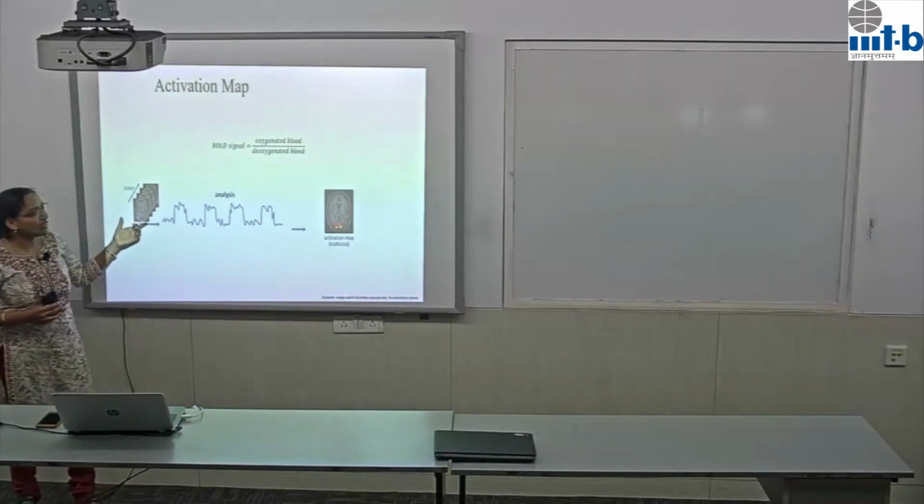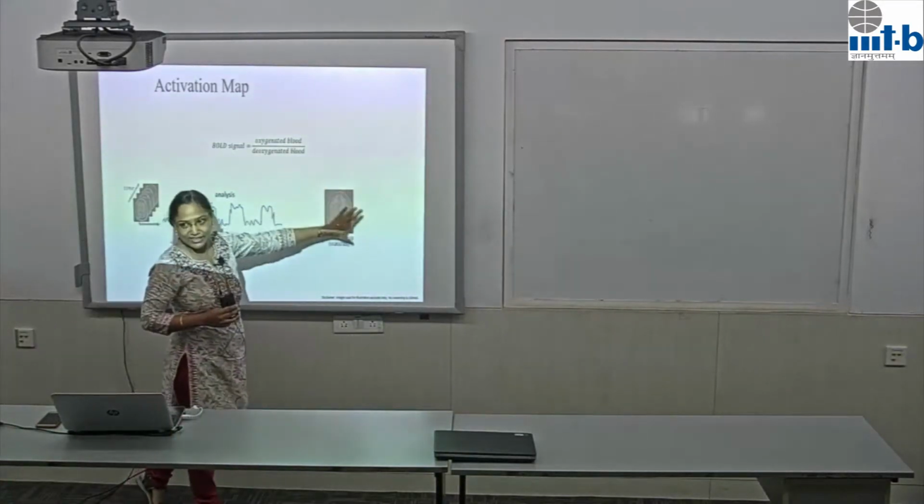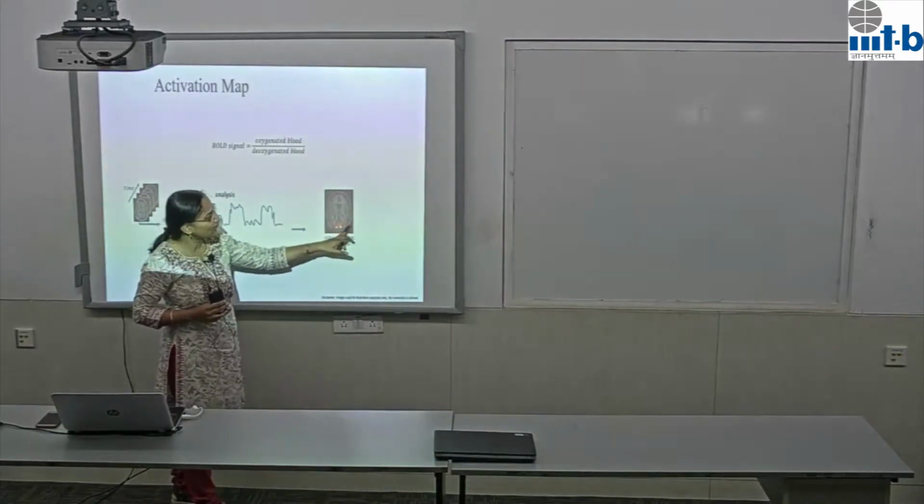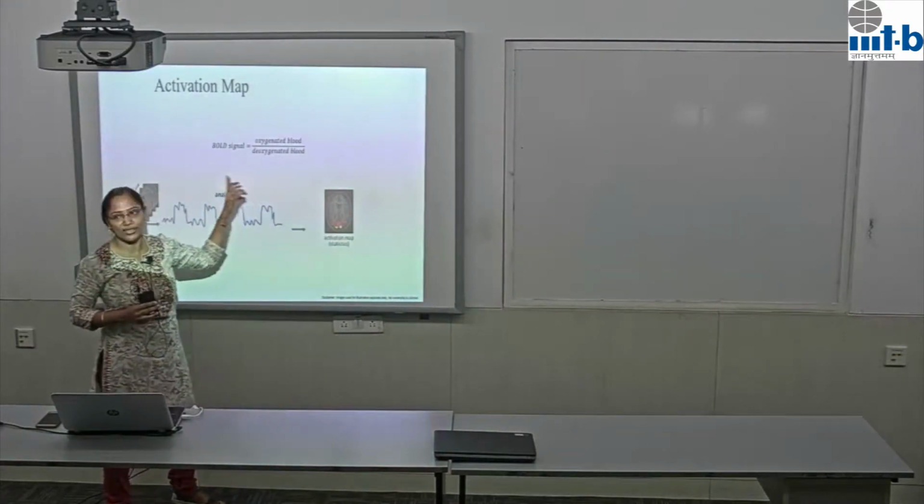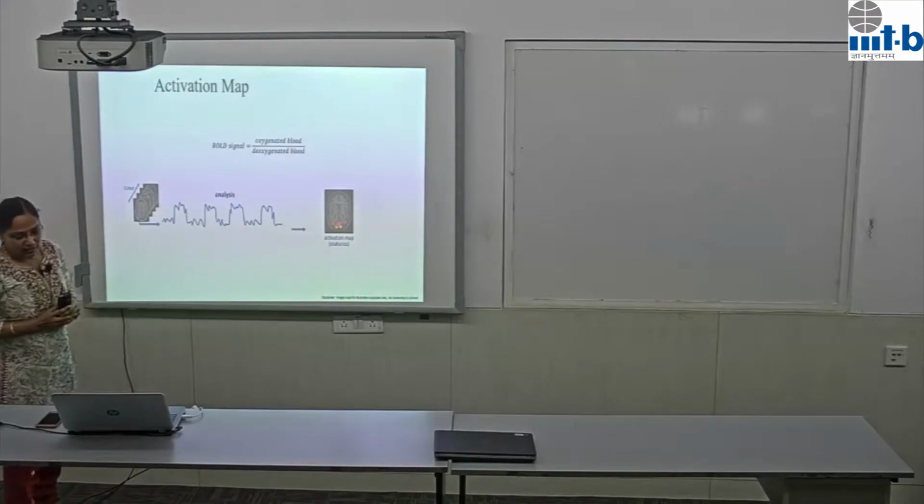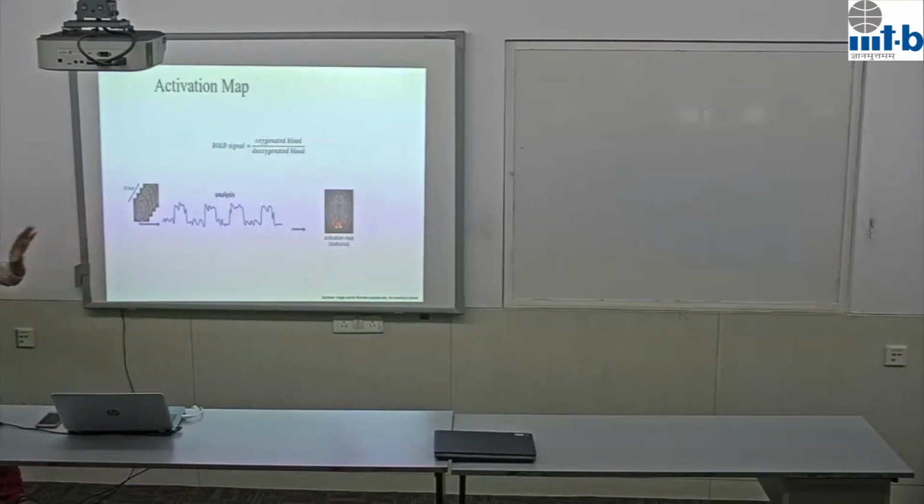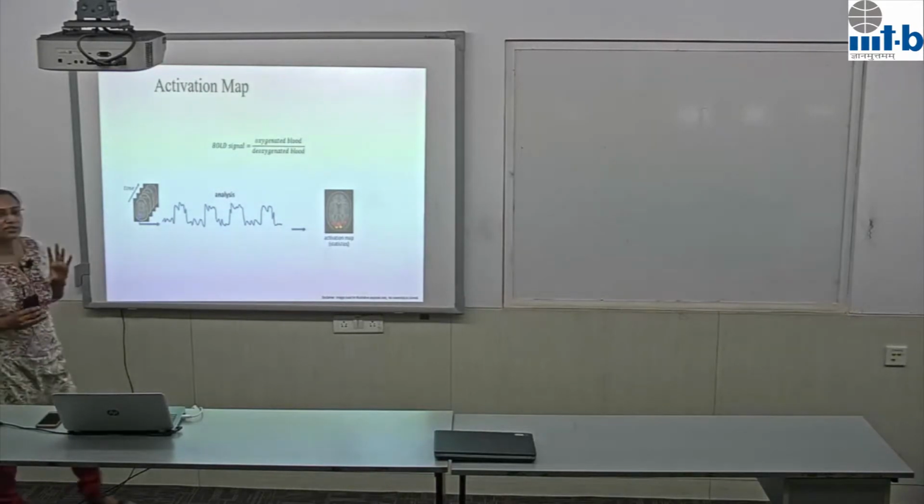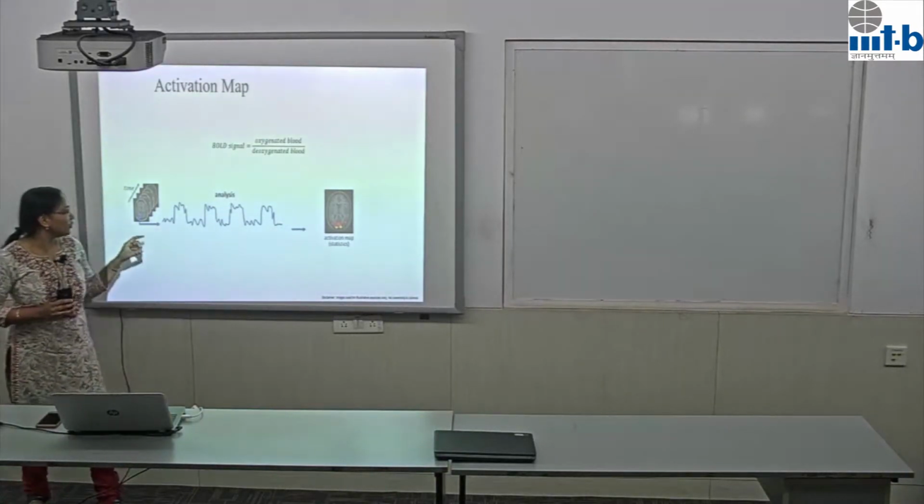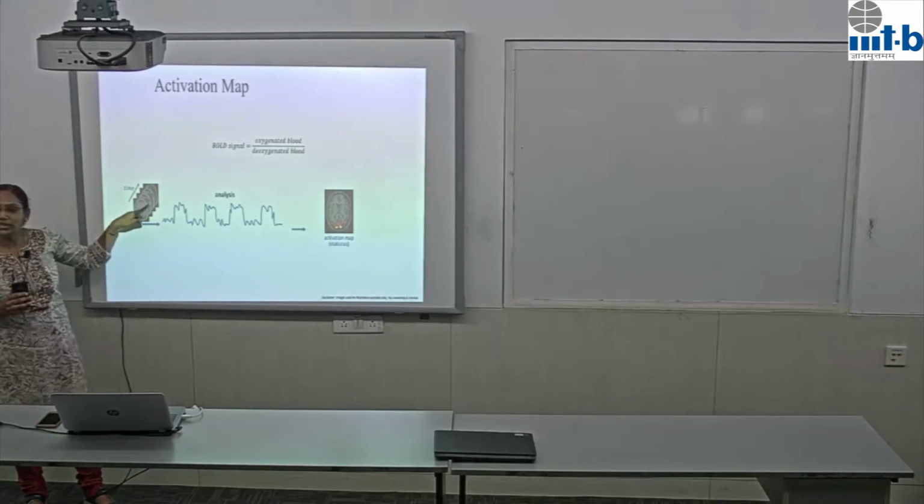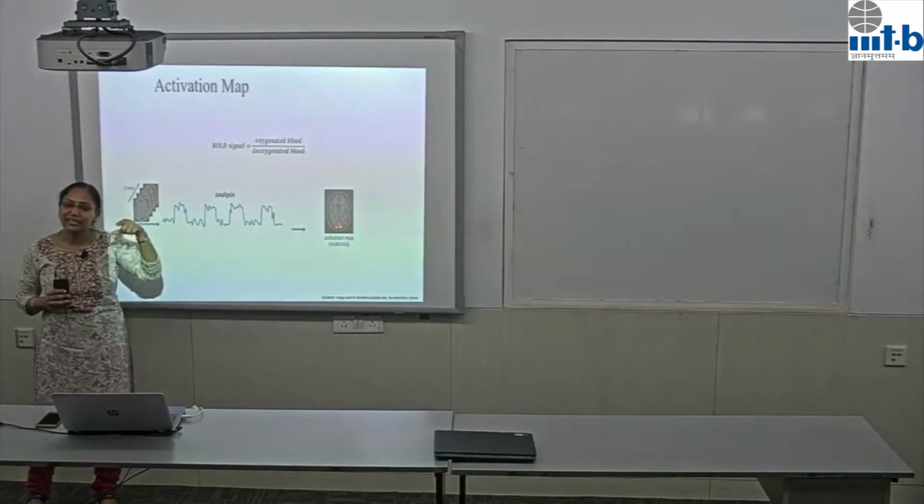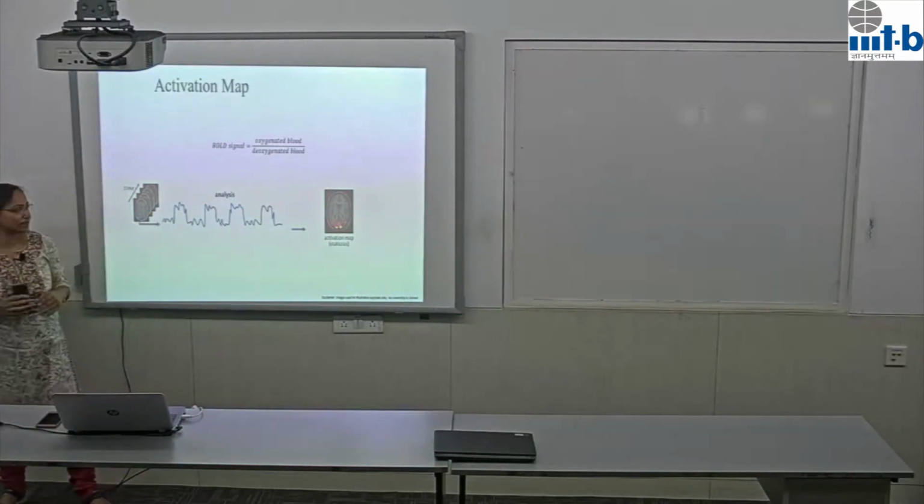So at the end of all this, what you obtain is called the activation map. This will tell you that these parts of the brain were active during the activity. This kind of analysis has been done since the 90s. Friston was the first to pioneer it. What he did was look at each voxel independently and analyze each time series separately.